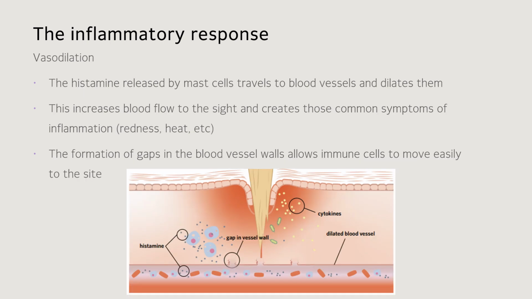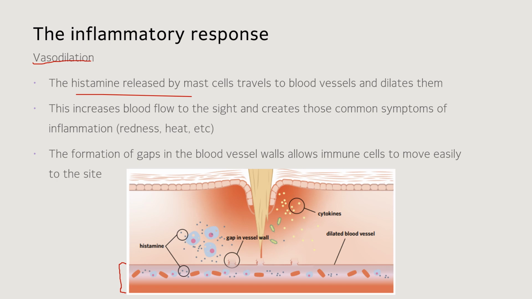We then have vasodilation. So when you see the redness, the swelling, that's due to this thing called vasodilation. The histamine that was originally released by those mast cells travels to the blood vessels and dilates them. Dilates means they get wider. So this increases blood flow because they're wider, so more blood can travel through them. And that's really good because if more blood can travel through them, that means more immune cells can get to the site, because we know immune cells travel through the bloodstream. So they can travel there quicker.